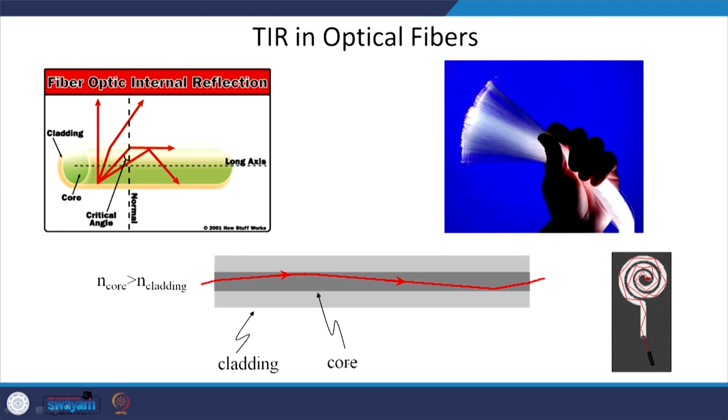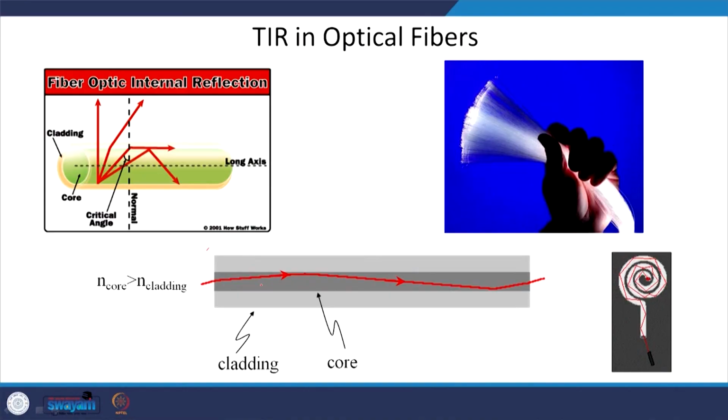It can also be used in optical fibers. An optical fiber is basically a cylinder of glass, which is surrounded by another glass, which has a refractive index slightly smaller than the refractive index of the core glass. So, this is a core, and surrounding it is a cladding, and the refractive index of the core is slightly larger than that of the cladding. Rays which have an angle larger than the critical angle, because of this slight change in the refractive index from higher to lower, get total internally reflected.